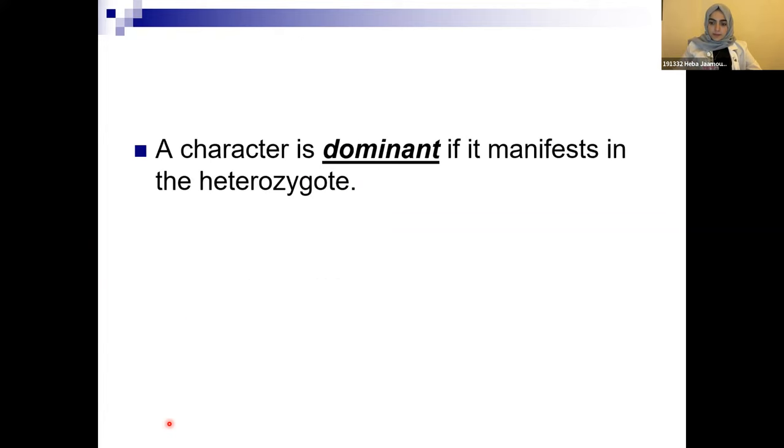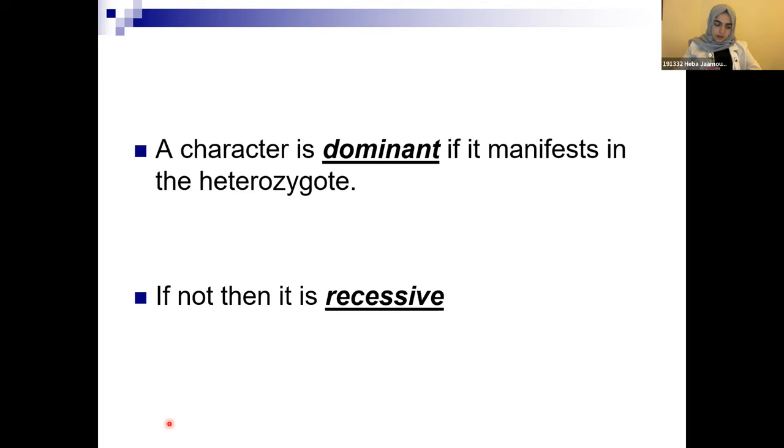Okay, a character is dominant if it manifests in the heterozygote, okay? If not, then it's what we call recessive. What does this mean? This simply means that if you have a gene in which one copy is mutated and the other is not, and the individual shows the manifestation, this means that we are dealing with a dominant trait or a dominant disease, okay? I'm reading the definition of this. And if the mutation is in both copies of the gene, then this is what we call a recessive condition, okay?